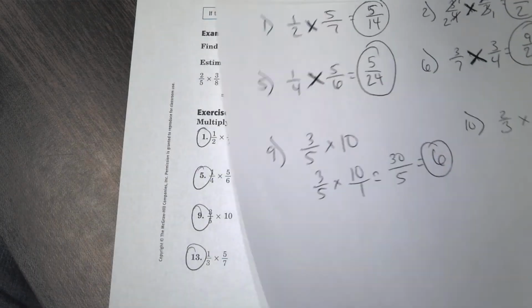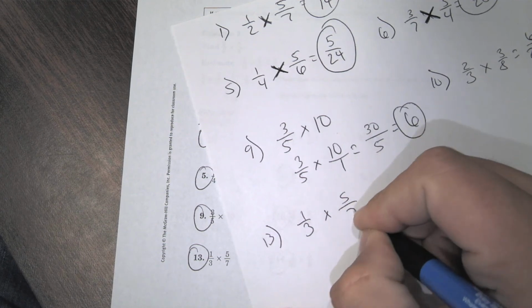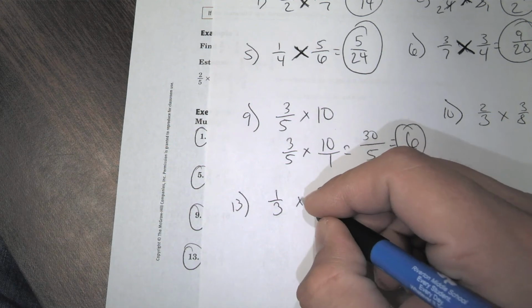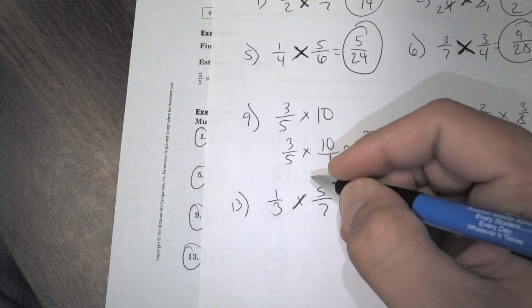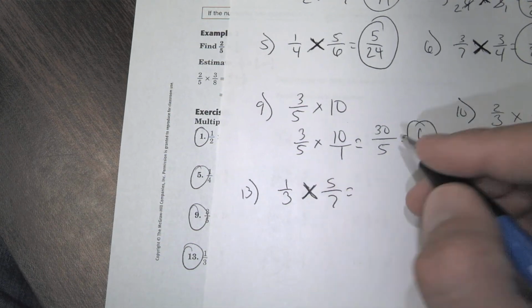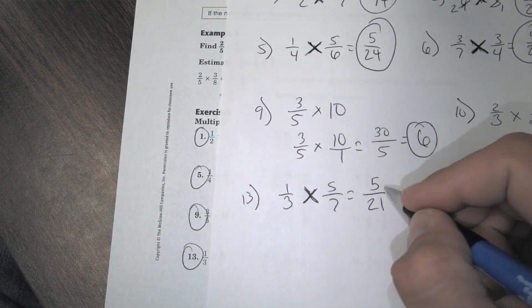All right, so number 13, we have 1/3 times 5/7. Okay, so I'm going to go ahead and try to simplify before I multiply. So 3 and 5 can't do anything. 1 and 7 can't do anything, so now just multiply. So 1 times 5, 5. 3 times 7, 21. That's it. You're done.